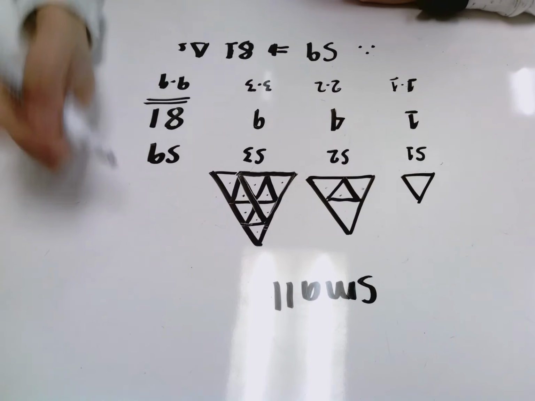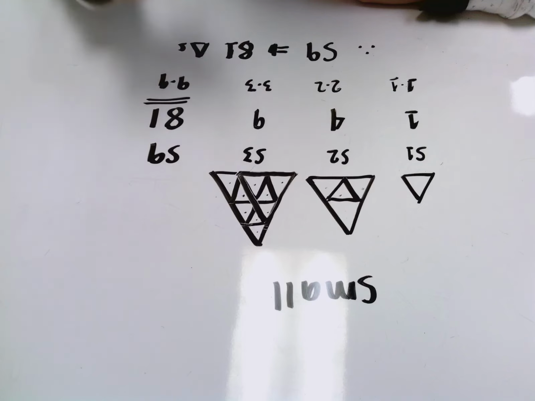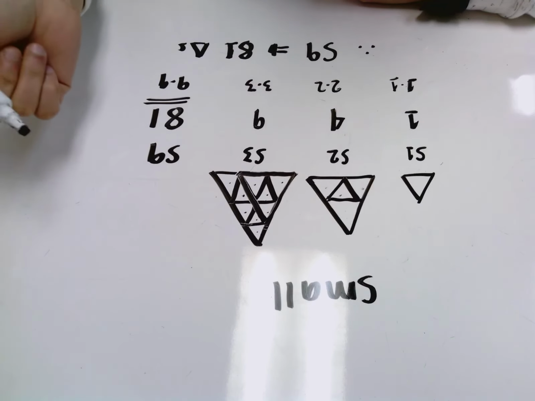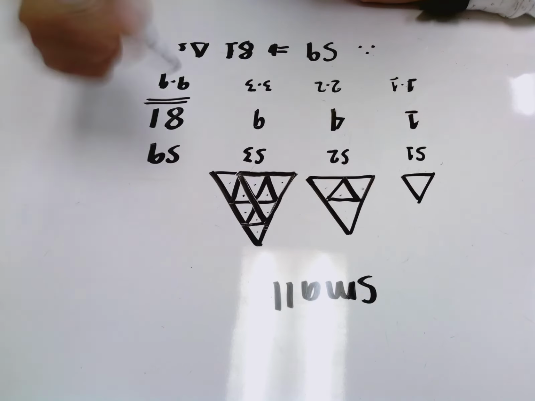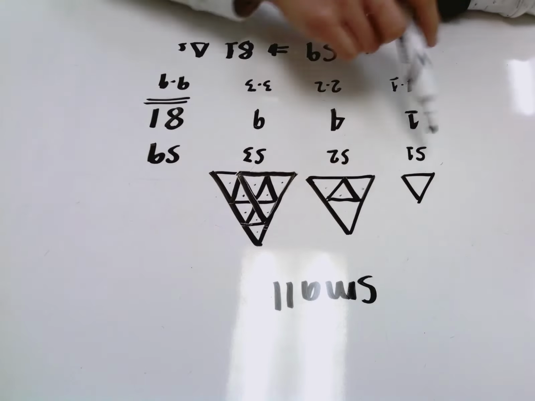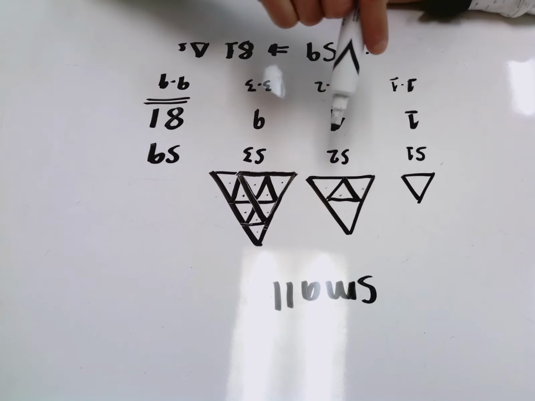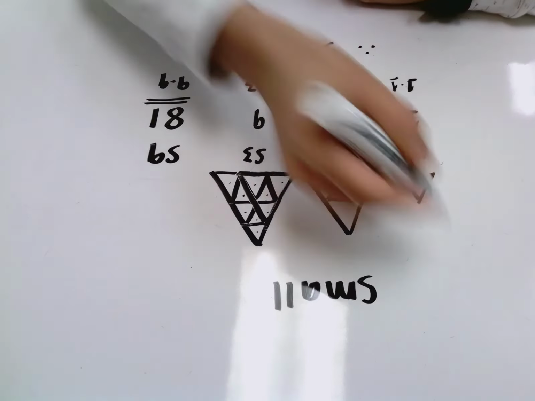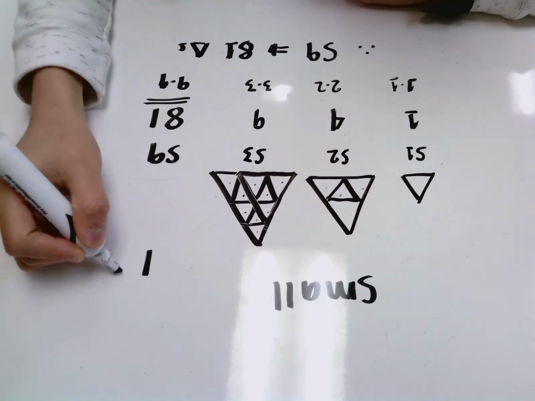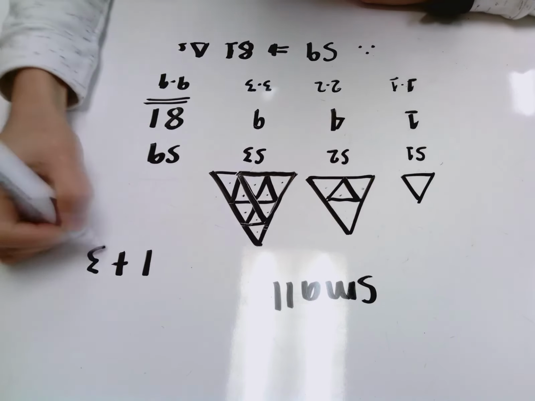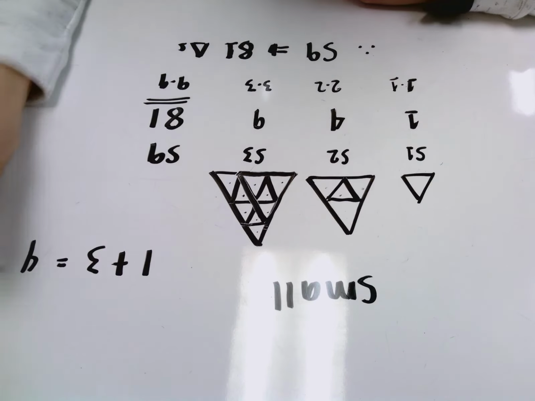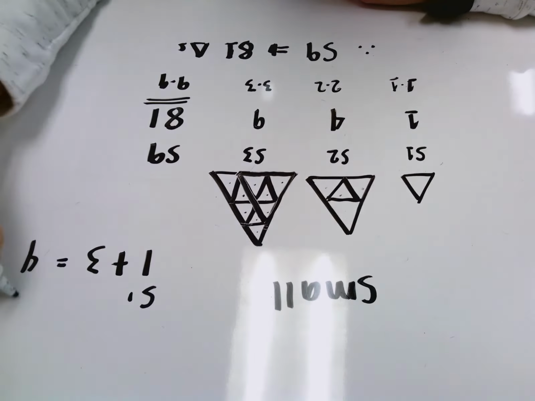But that means you have to know the previous stage before you'll be able to get the number of triangles in the next stage. Say for example this, you know that there is only 1 triangle in stage 1, and then the next odd number after 1 is 3. So you have 1 plus 3, that gives you 4. So this is your stage 1, this is your stage 2.